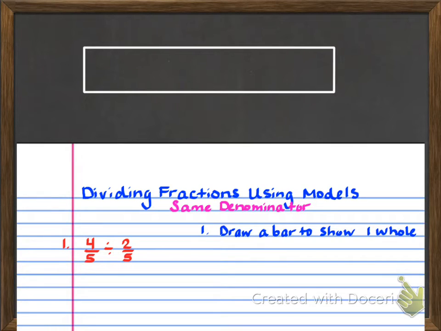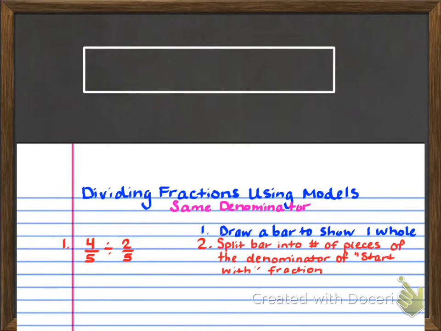The second step is going to be to use the denominator. So the denominator in our first fraction is 5. So that means we need to split this bar into 5 pieces. So now I've written right here in red: split the bar into the number of pieces of the denominator of the start with fraction.